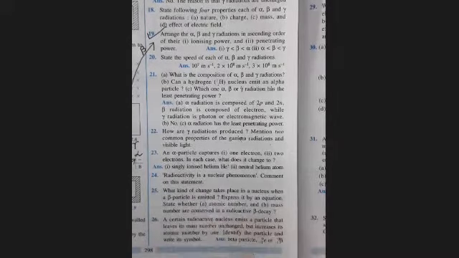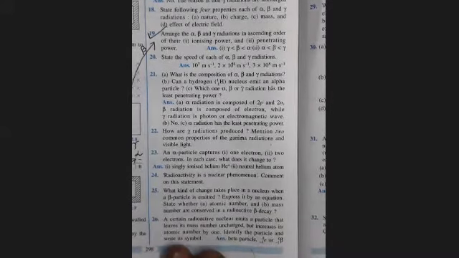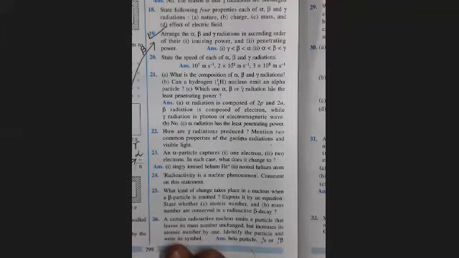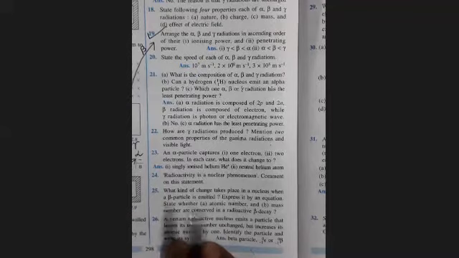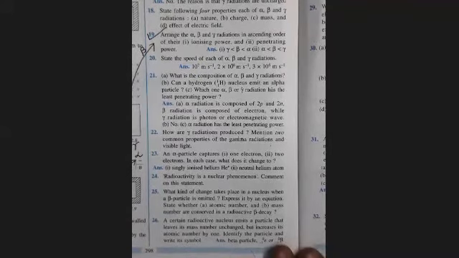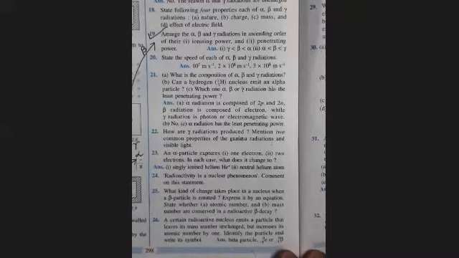Mention 2 common properties of gamma radiations and visible light. Number 1, both are electromagnetic radiations. And number 2, both travel with the same speed, which is the speed of light, 3 × 10⁸ meters per second. Radioactivity is a nuclear phenomenon that you can write. No need to explain here.